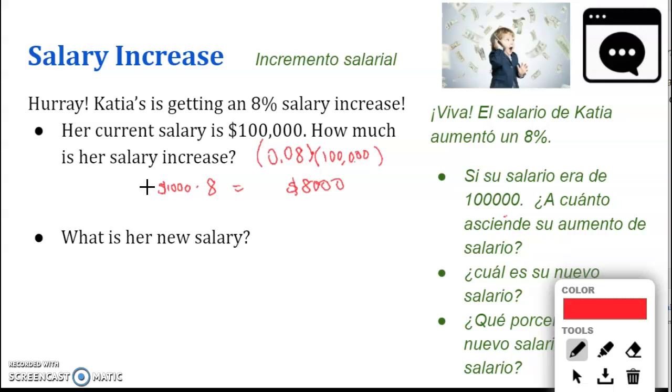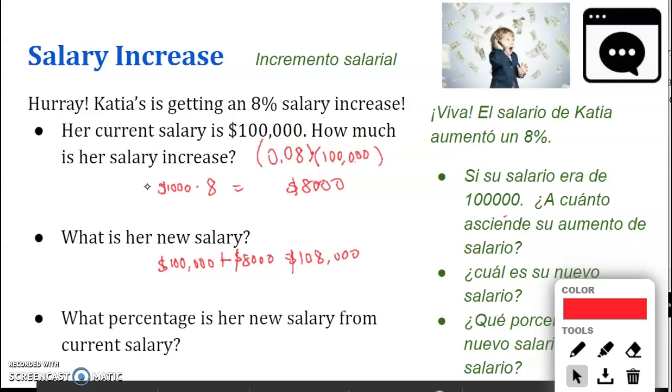What is the new salary? The new salary is not $8,000, but it is what was before, which is $100,000 plus the increase, which is $8,000. Okay, so that is going to be $108,000. Ooh, that's a lot of money.